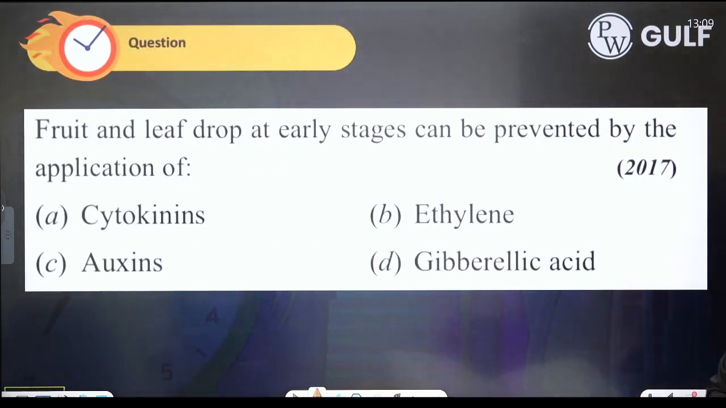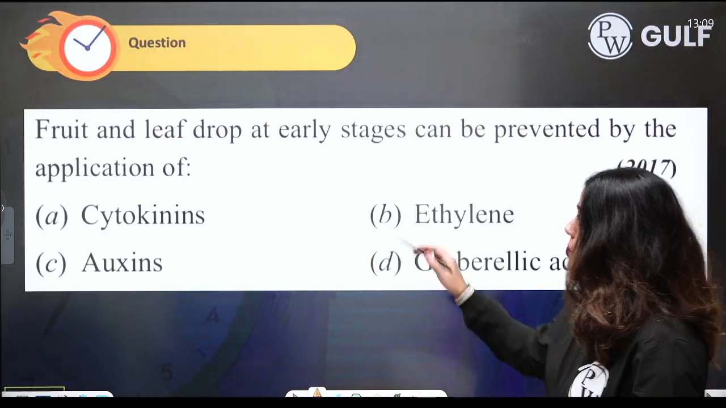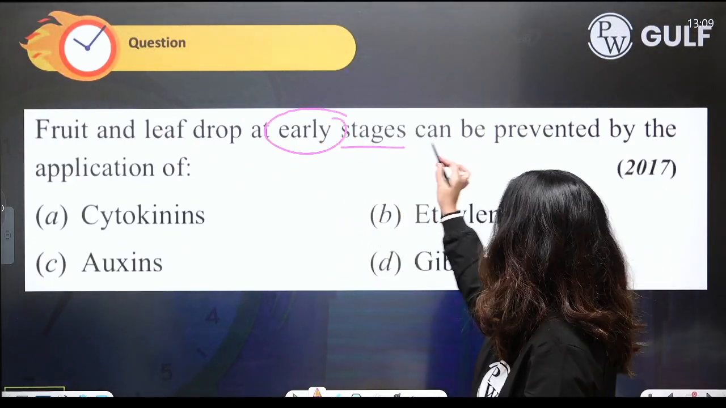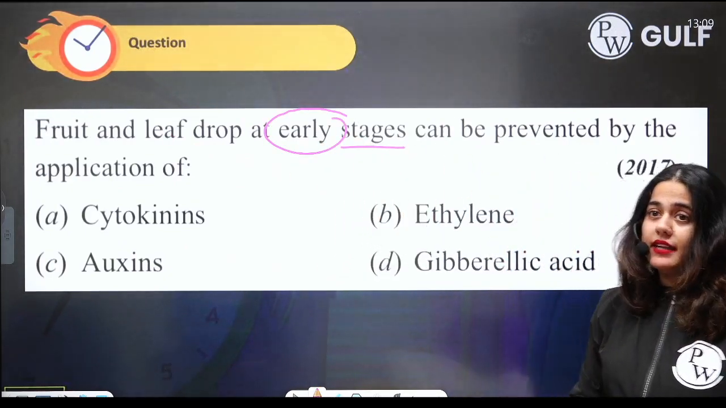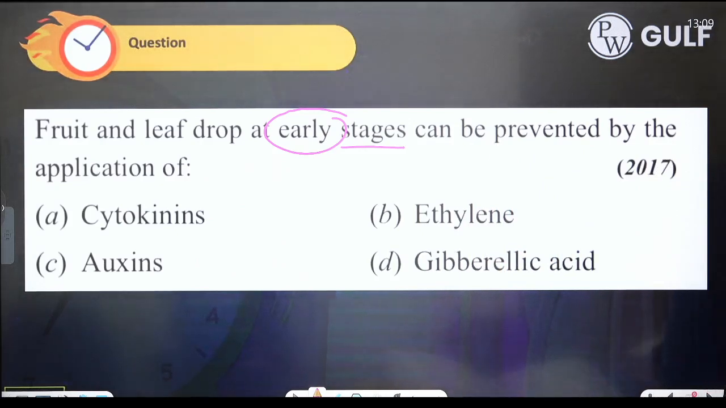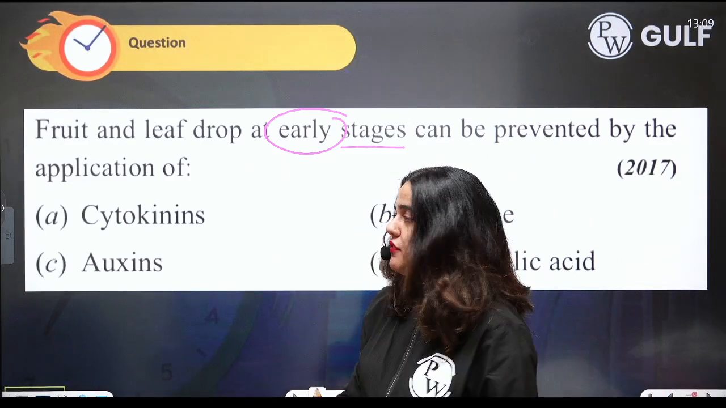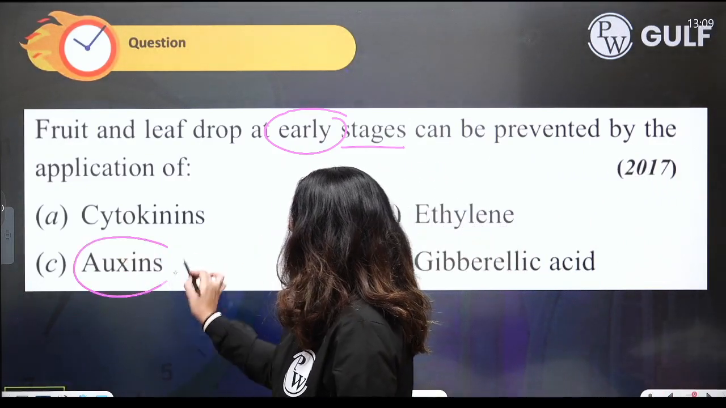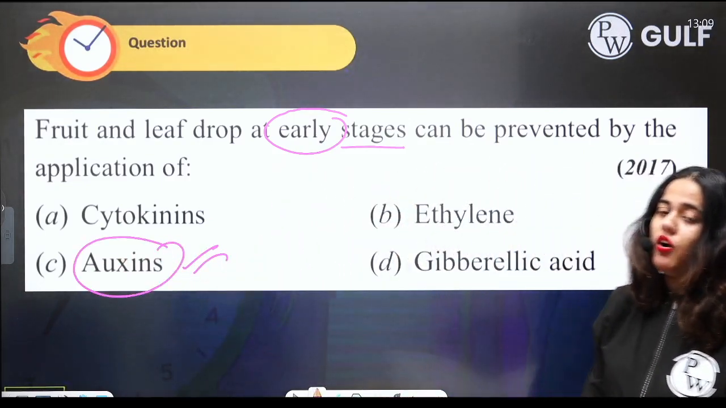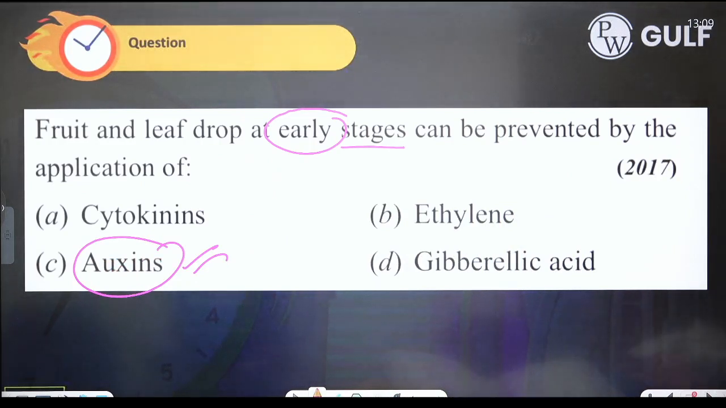The next is: fruit and leaf drop at an early stage can be prevented by the application of which hormone? At an early stage, leaf and fruit drop can be prevented by auxin.